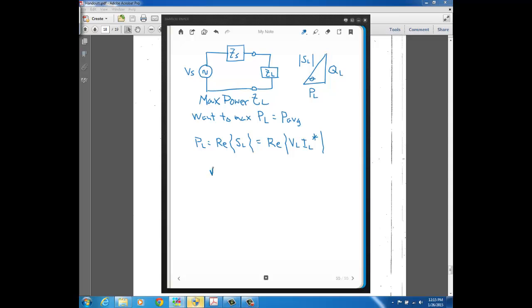So first of all, VL from the voltage divider equation would just be VS times a ratio where we have ZL in the numerator and ZS plus ZL in the denominator. Okay, so that's our VL. And then IL, we can just write as VS divided by ZS plus ZL.